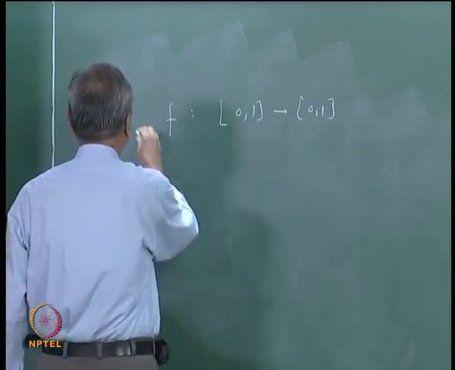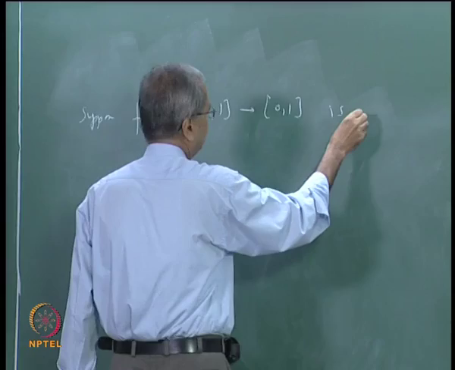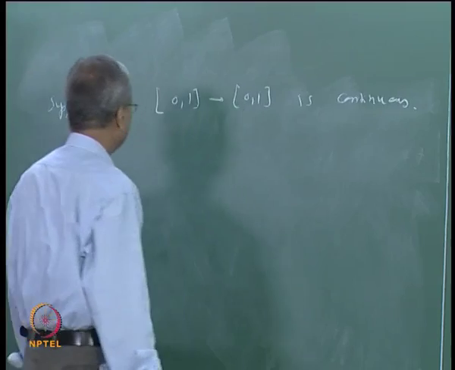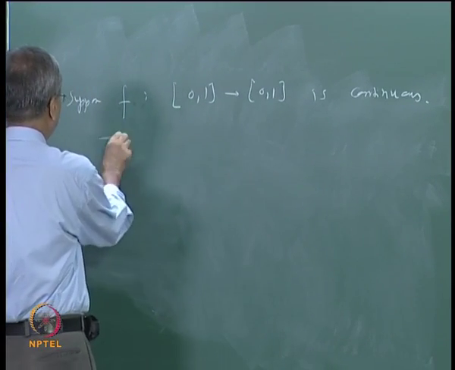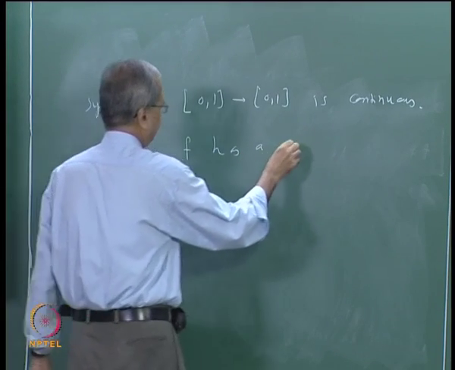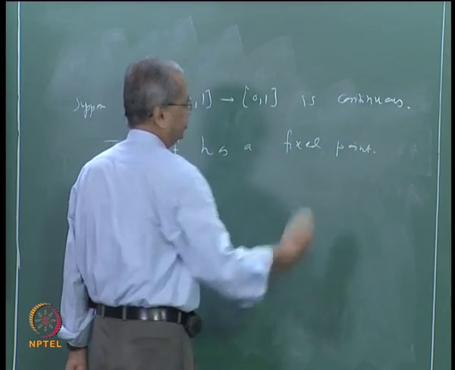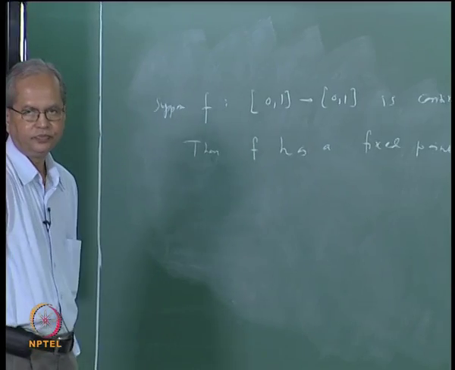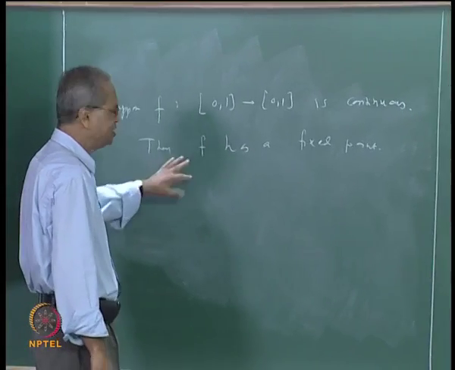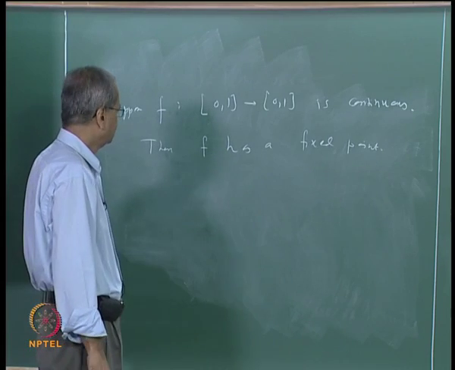Suppose f from [0,1] to [0,1] is continuous. Then f has a fixed point, and this follows in a very straightforward manner by an immediate application of what is called the intermediate value theorem. So how does it follow?